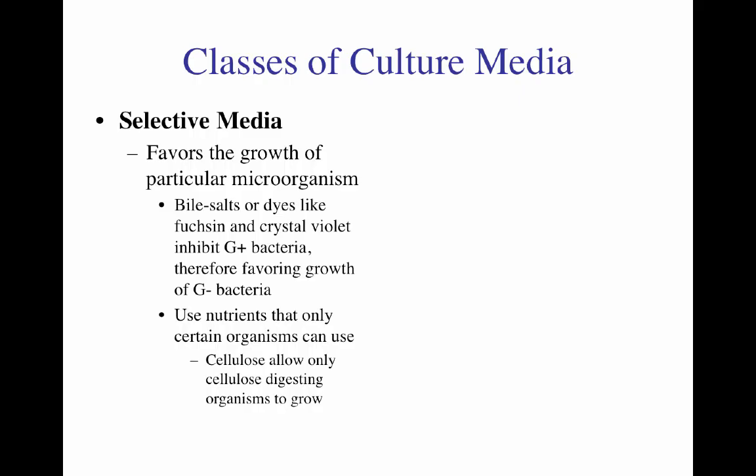Now, you can also have other classifications for media. Some of them are going to be selective. Why? Because by having a particular ingredient in it, it's going to favor the growth of a particular organism. For example, if you add bile salts or you add crystal violet to your media, that media now is going to prevent the growth of gram-positive bacteria, but is therefore going to favor the gram-negative bacteria to grow. So you can select only for gram-negative microorganisms.